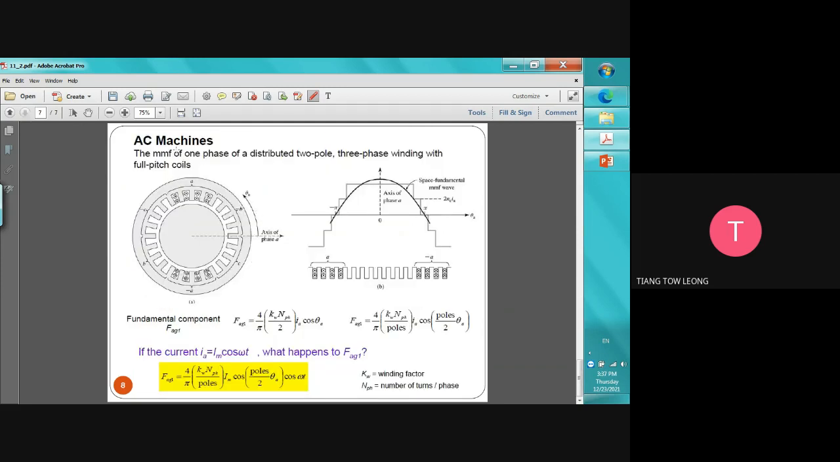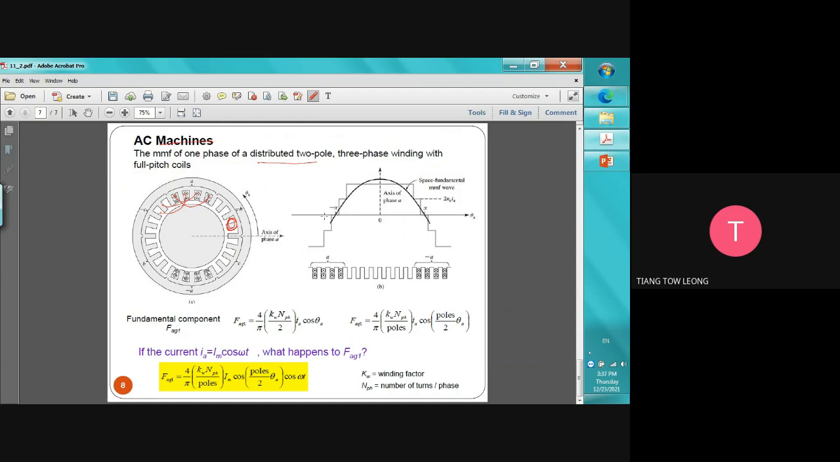So going back to the AC machine, the MMF of one phase of a distributed winding. Distributed means it's overlapping. We are not coiling like this. Instead, we coil like this, something like this. So we call it overlapping.